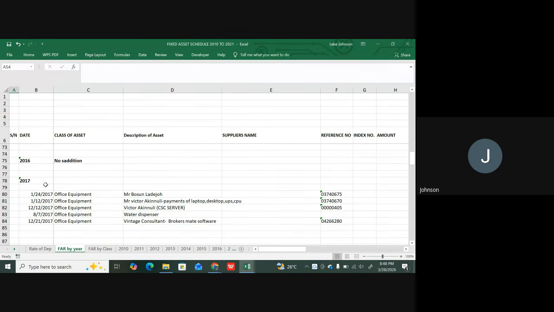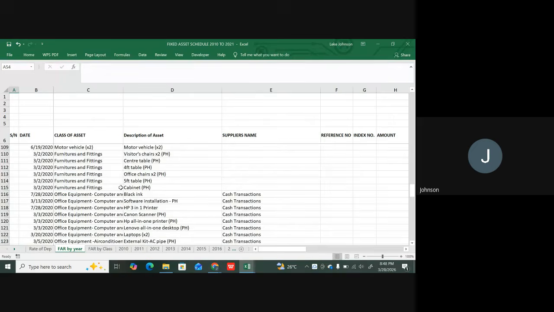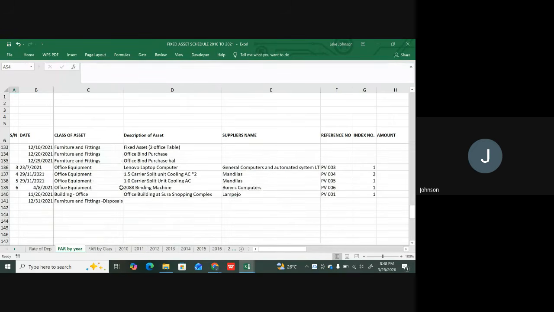That could be why they say fixed assets register by year. So do we have any question? Can we move on? Any question at all?